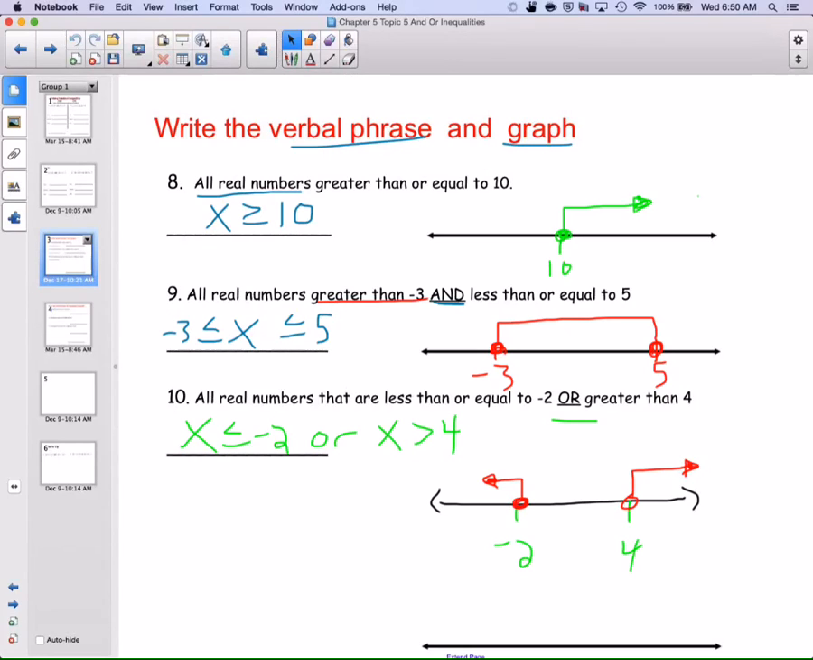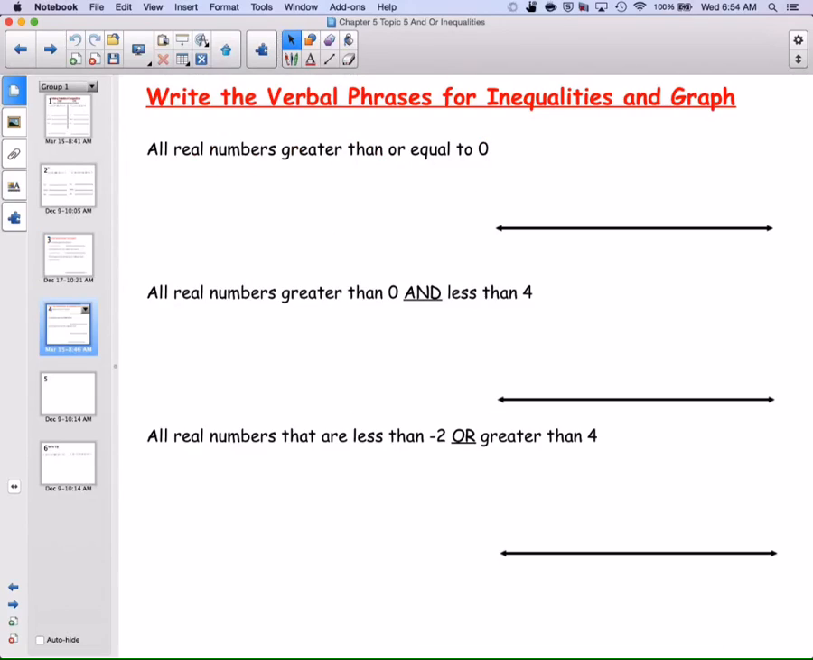Okay, so there should be one more slide for you guys to try. If you want to pause the video and try that, you can, or the video will probably be stopped after that anyways. Just make sure you can tell the difference between the singletons, the ands, and the ors.